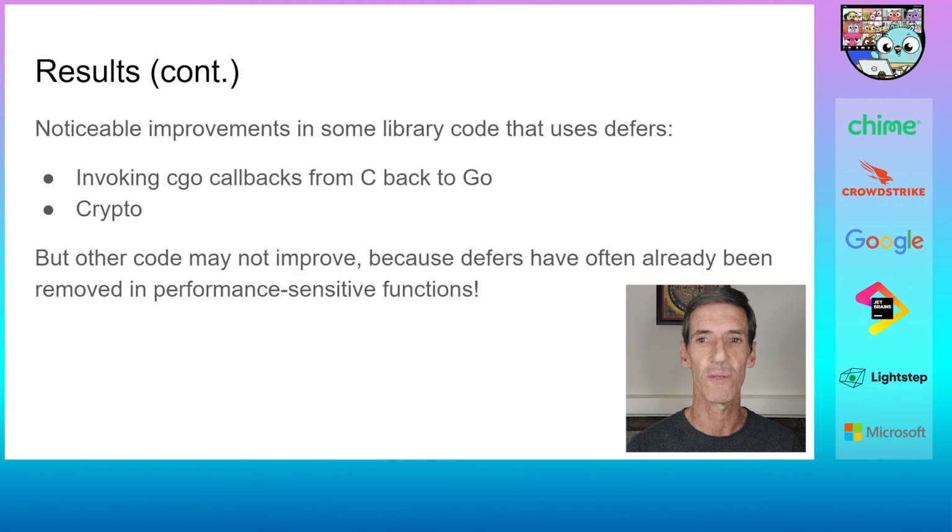With the addition of open-coded defers, we saw some noticeable improvement in some library code that uses defers. This includes invoking cgo callbacks from C back to Go and some crypto code. But you won't necessarily see much improvement in a lot of applications because often defers have already been removed in the case where the defer overhead showed up in profiles. But the problem is that removing defers often hurts maintainability, as we said. The great thing here is that the defer overhead is now low enough that the defers can be added back in where they should be for clarity and maintainability. There's no need to avoid defers, even when the defer call is very inexpensive, such as a mutex unlock.